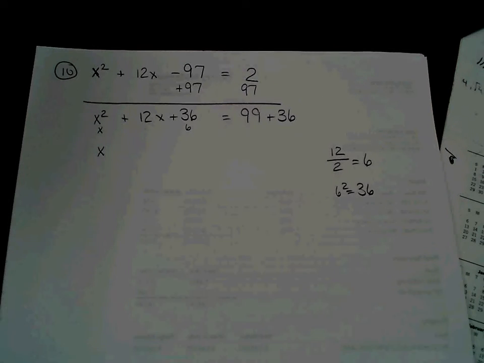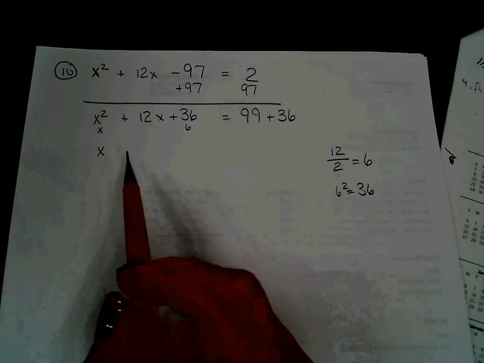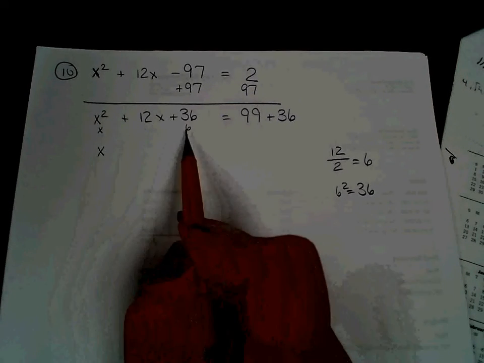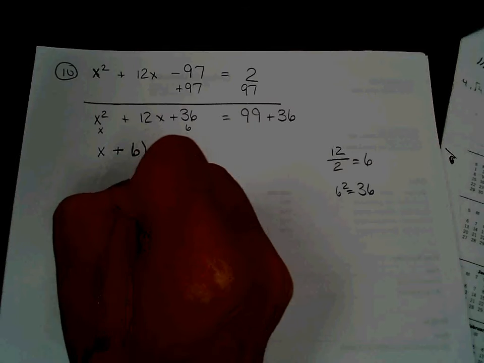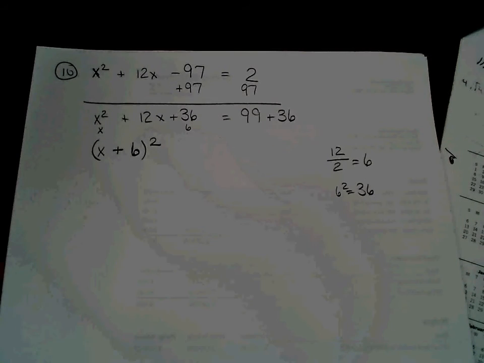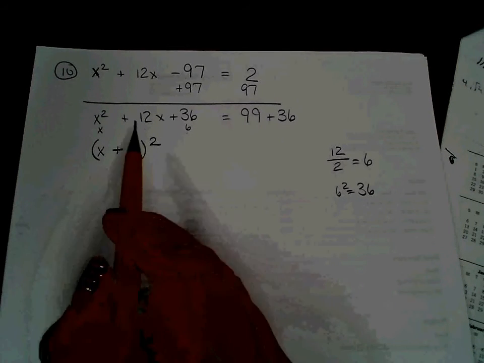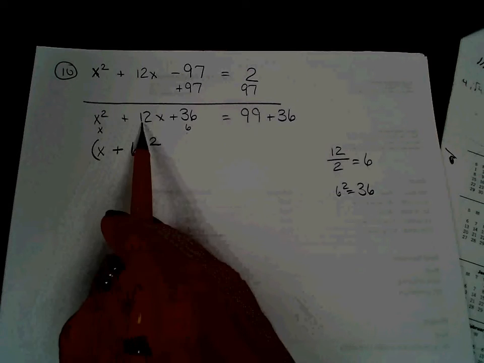This is a PST. We completed a square. So x times 6 is 6x. 6x doubled is 12x. That's what makes it a square. We always go with the sign of the middle. So this is x plus 6 squared. If you fold it out, you would find that equals x squared plus 12x plus 36.